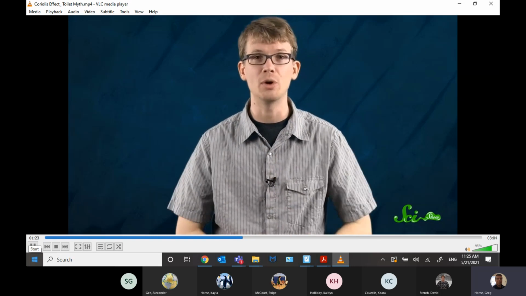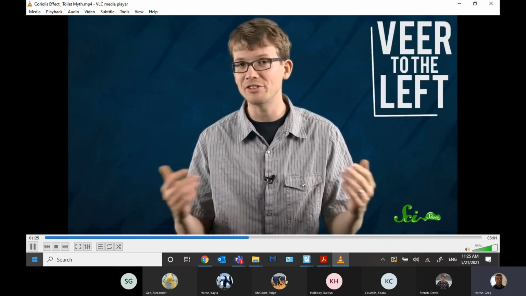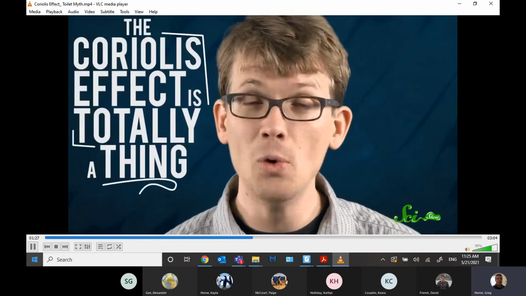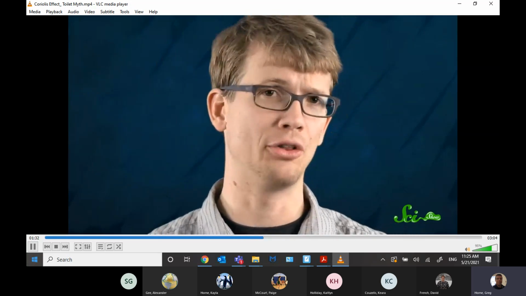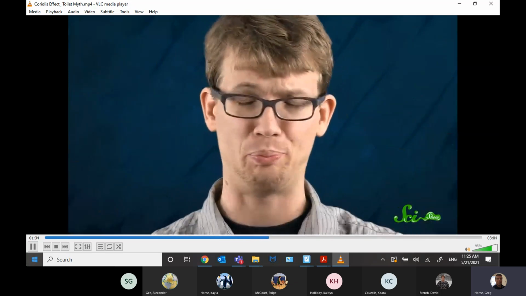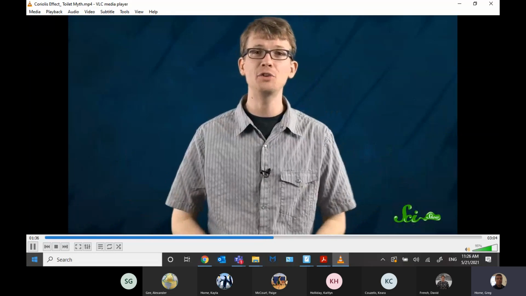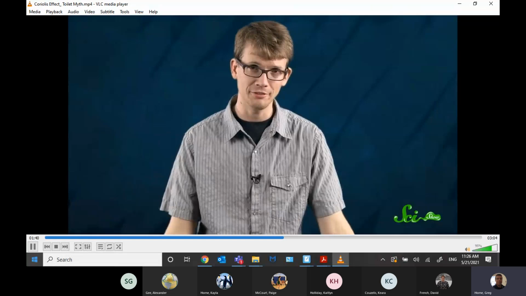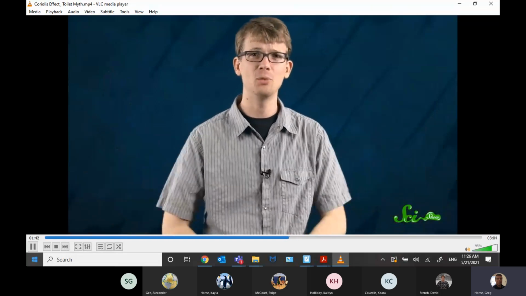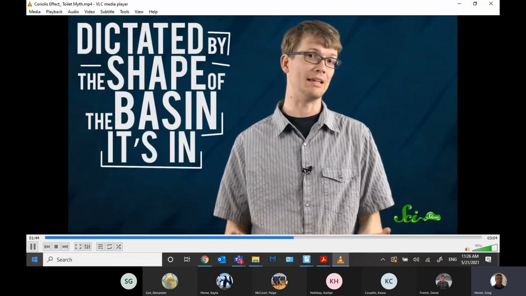To the South Pole from the equator, the ball would appear to veer to the left for the same reason. So although the Coriolis Effect is totally a thing, the application of this principle to draining water in Earth's two hemispheres is just bunk. Our planet spinning around once every 24 hours isn't a big enough deal to affect a toilet that takes 5 seconds to flush. Basically, the direction water drains is dictated by the shape of the basin.